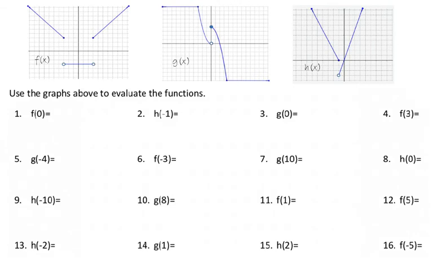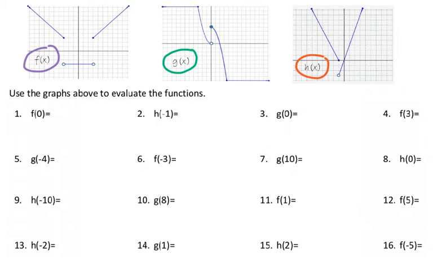Okay, so this one has three different graphs if you'll notice. I'm going to do f of x, let me do it in purple. So f of x is right there. G of x I'm going to do in green. And h of x I'll do in red. So we have three different graphs we're looking at, and so when you're doing these problems 1 through 16, you have to know which one it's talking about.